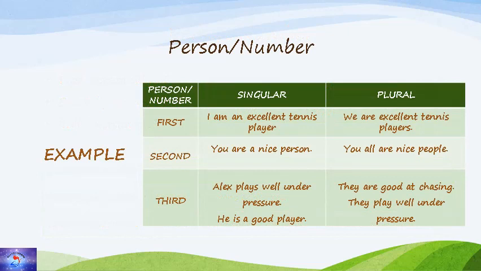Now, let us see the examples. First person, singular: I am an excellent tennis player. Plural: we are excellent tennis players. Second person, singular: you are a nice person. Plural: you all are nice people. Third person, singular: Alex plays well under pressure. He is a good player. Plural: they are good at chasing. They play well under pressure.